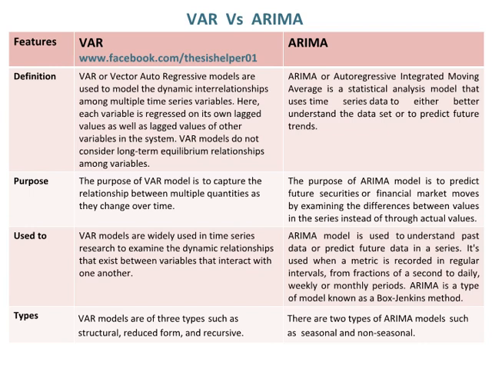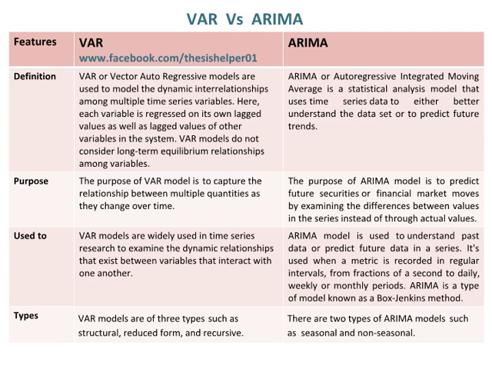VAR models are widely used in time series research to examine the dynamic relationships that exist between variables that interact with one another, whereas the ARIMA model is used to understand past data or predict future data in a series. It's used when a metric is recorded in regular intervals, from fractions of a second to daily, weekly or monthly periods. ARIMA is a type of model known as a Box-Jenkins method.